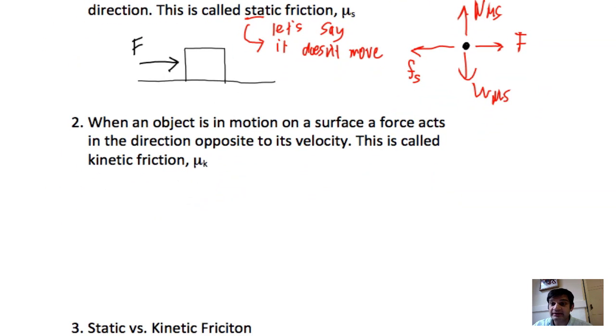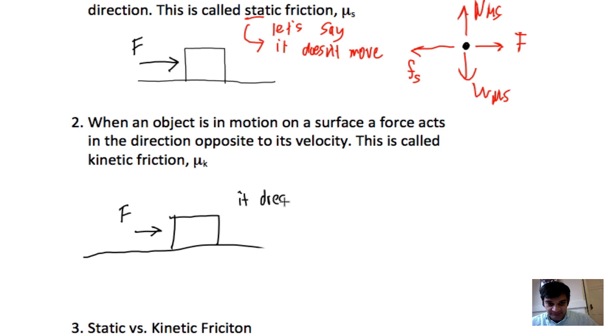Now, the second kind of friction that we encounter, it's kind of sad. It's sort of the identical situation. We're going to have a box, identical setup, but the outcome's different. So what's going to happen is we're going to push the box, and we're going to say that it does move. Let's say we draw the free body diagram.